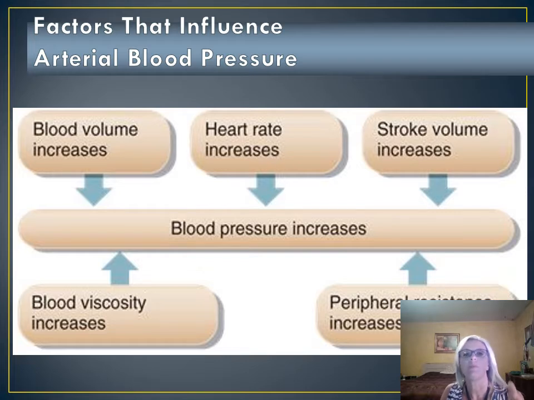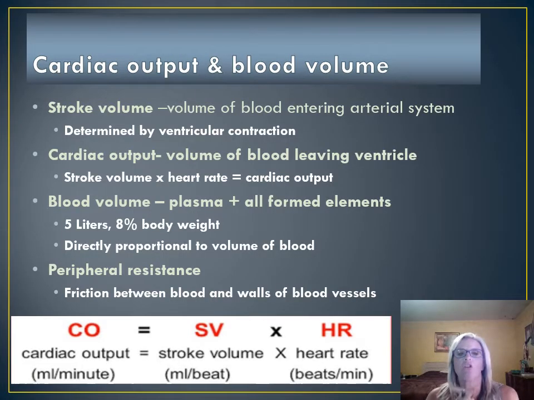Arterial pressure is dependent upon several different factors, things like cardiac output, blood volume, peripheral resistance, and things even like blood viscosity. So a ventricular contraction is going to determine the volume of blood that enters the arterial system. We call this the stroke volume. The average is about 70 milliliters. The volume that leaves the ventricle per minute is called cardiac output. And we find this by multiplying stroke volume times heart rate.